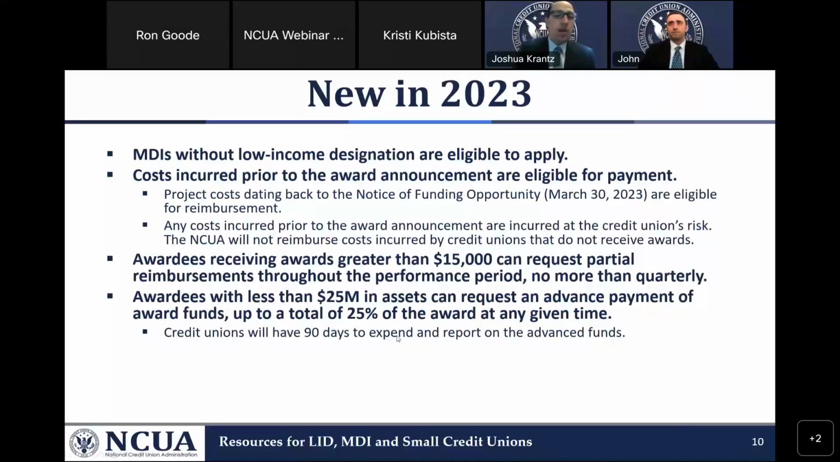We're also now allowing credit unions to claim costs that were incurred prior to the award announcement to be eligible for payment. These costs can be dated back to the date that the notice of the funding opportunity was announced for this year's grant round, which was March 30th. I do want to point out that if any project costs are incurred before the award announcement is made, they are incurred at the credit union's risk. So the NCUA will not be reimbursing costs that are incurred by credit unions that do not receive awards.